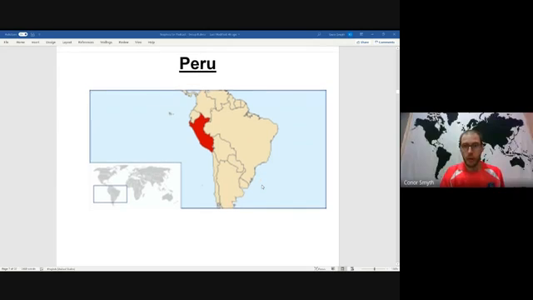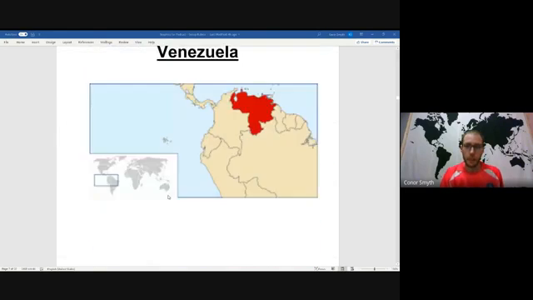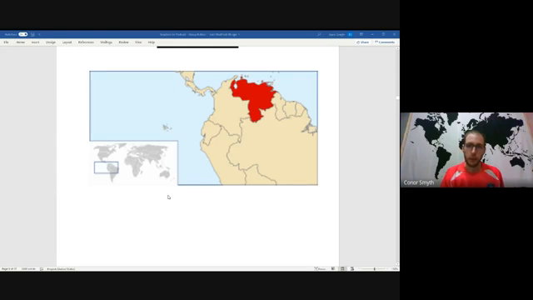Peru has 33 million people, so it's the 4th most populous country in South America. It's also the 3rd largest in terms of area. And then Venezuela has 28.5 million people. Its population has actually declined from around 30 million people a few years ago due to a lot of refugees leaving the country because of political instability.